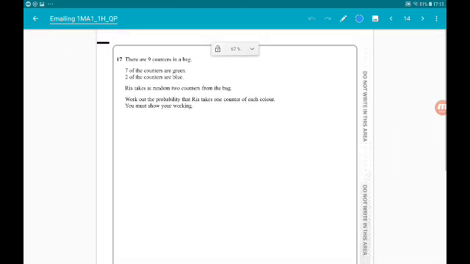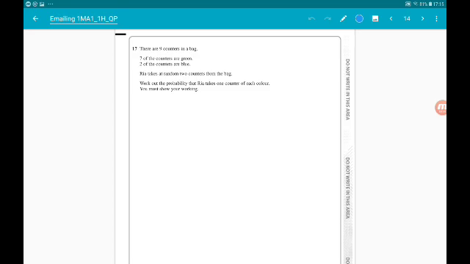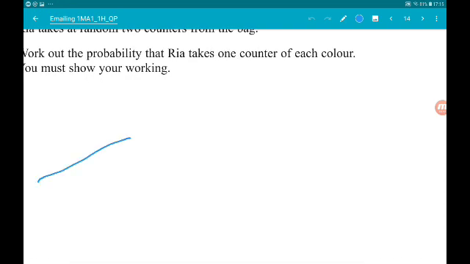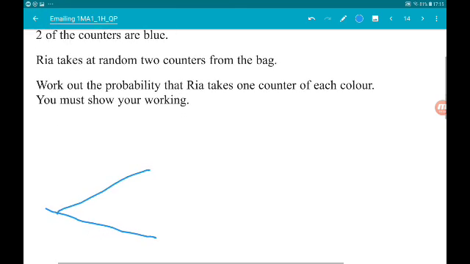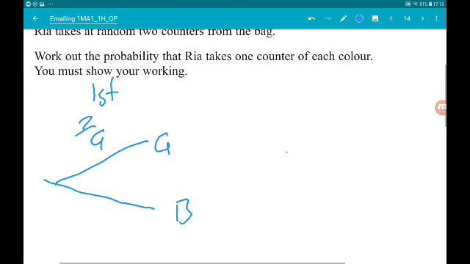Okay, so they've given us a whole page of empty space that screams tree diagram. So, for the first part of the tree, well, we've got green and blue. Now, there are 9 counters altogether, 7 are green. The probability of getting a green then is 7 out of 9. The probability of getting a blue is 2 out of 9.